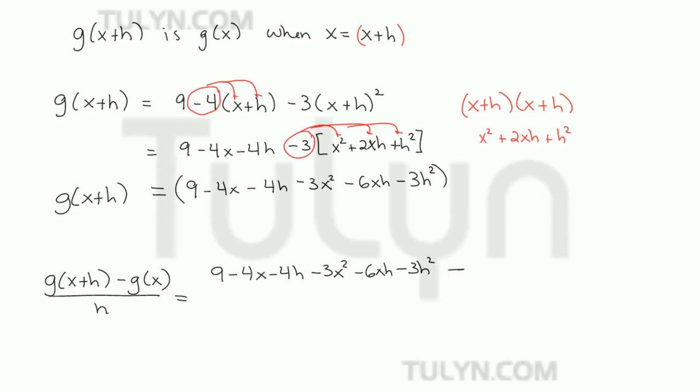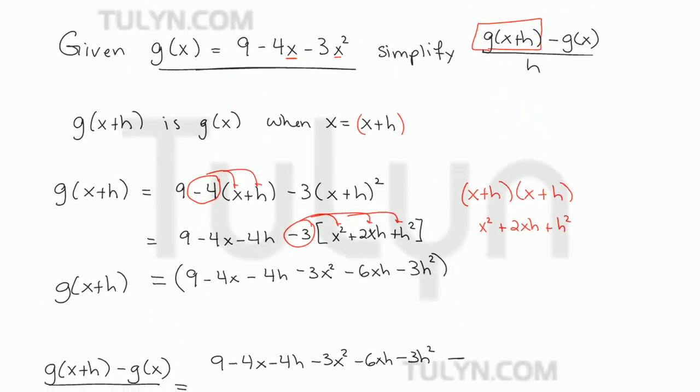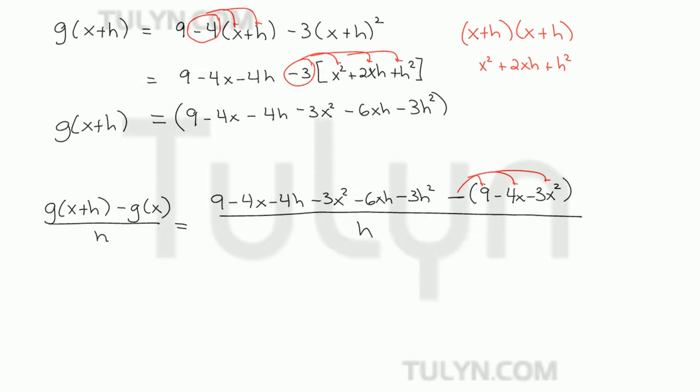But what's g of x? It was given to us, it was up here. So we have to subtract 9 minus 4x minus 3x squared. And remember, you're subtracting all of the function, so you're subtracting each term. So you want to put parentheses and then distribute that negative. And this is all over h. So distributing this negative into here will be our next step.